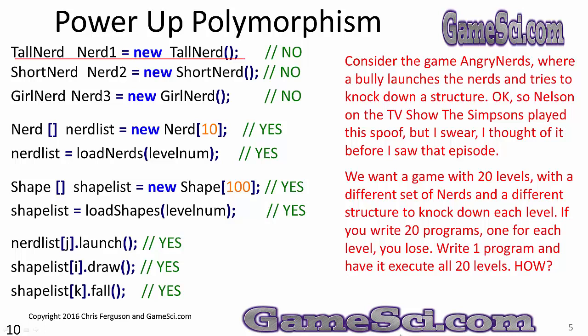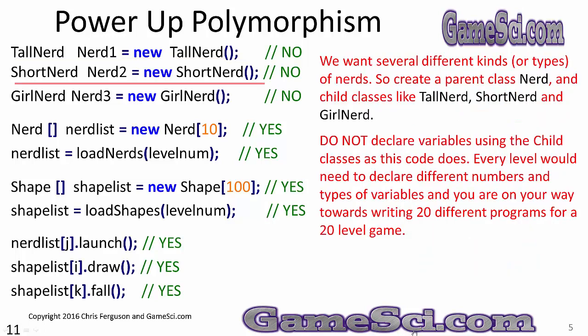We're going to create nerd objects and have nerd objects inherit from a common parent. So I'm going to say short nerd, nerd2 equals new short nerd. That's not the way to code. Tall nerd, nerd1 equals new tall nerd. That's not the way to code. We want several different kinds or types of nerds. So what we're going to do is create a parent class nerd and child classes like tall nerd, short nerd, and girl nerd.